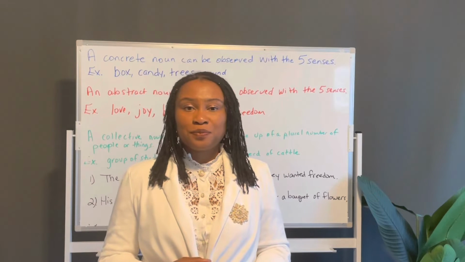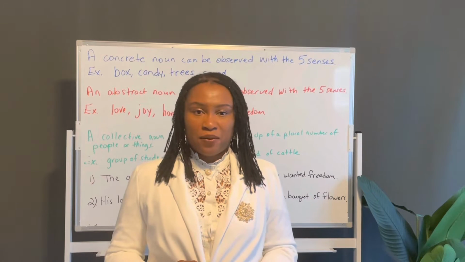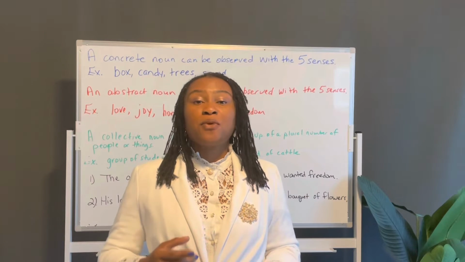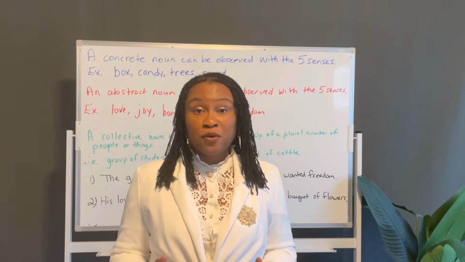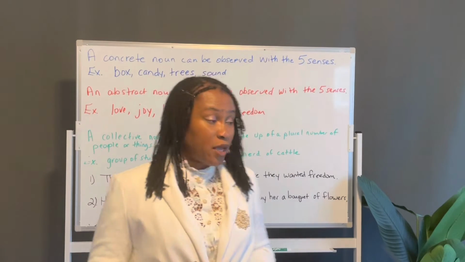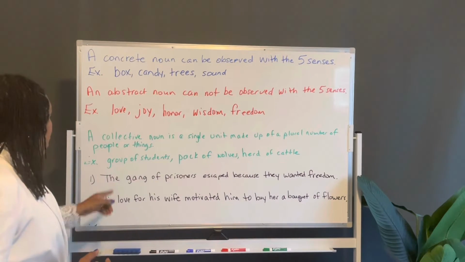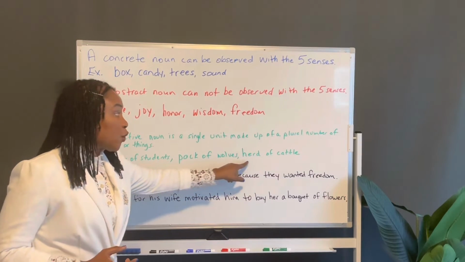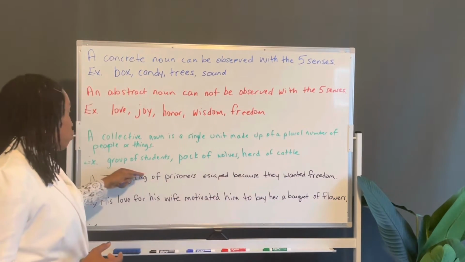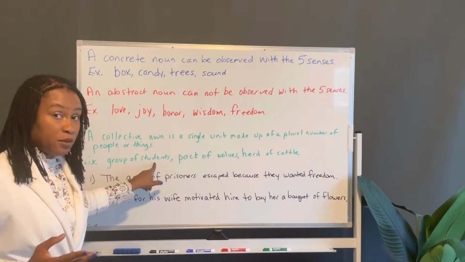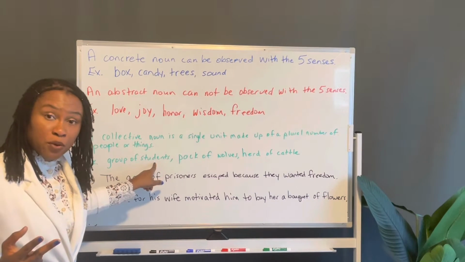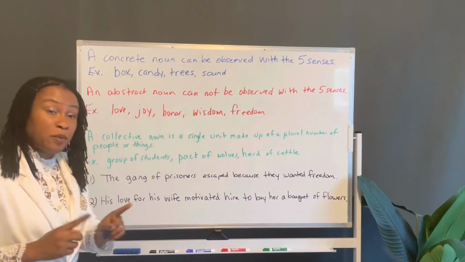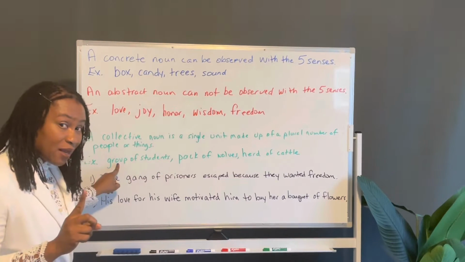Okay, let's move on. A collective noun is a single unit comprised of a plural number of people or things. For example, a group of students, a pack of wolves, a herd of cattle. Now let's go back to a group of students. Students is plural. There can be 3 or 4 students, which is plural, but they are comprised of a single unit because it's one group.